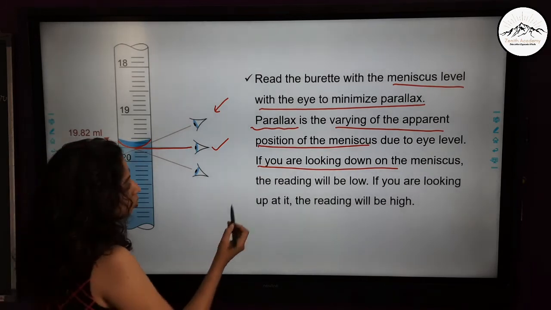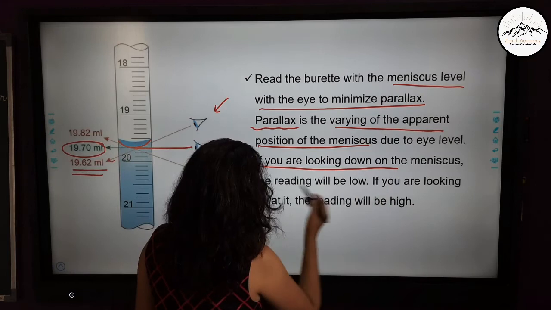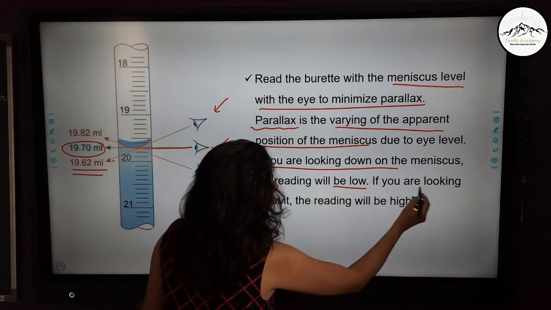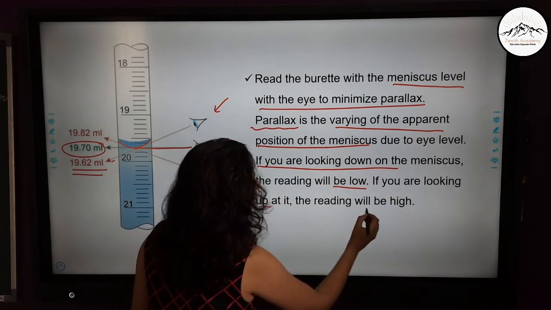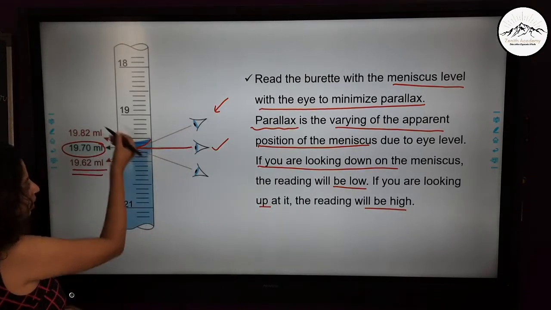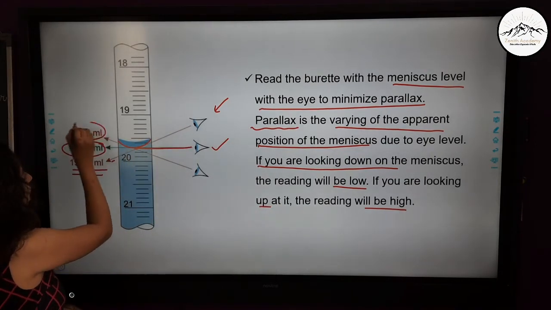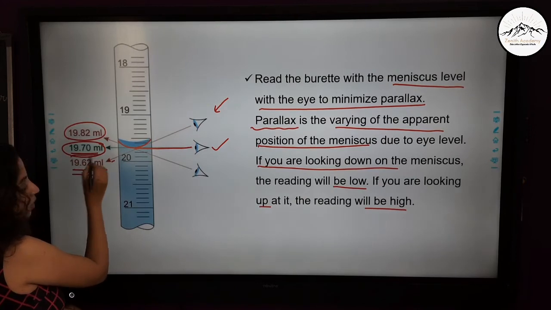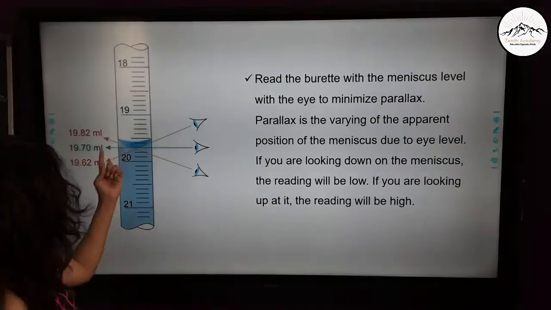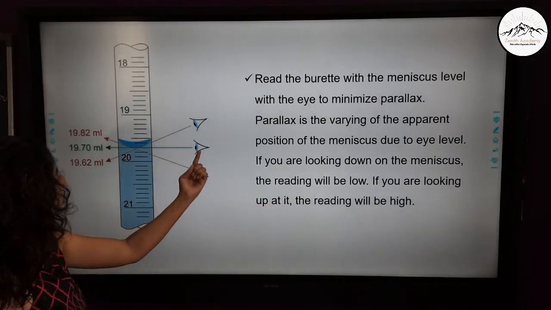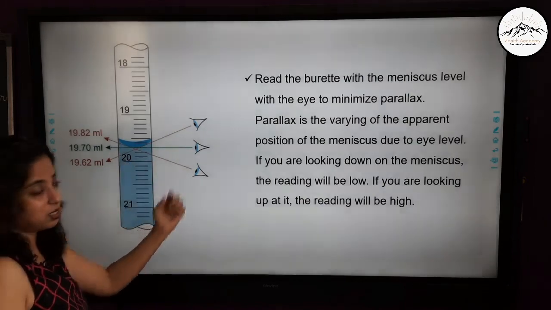So if you are looking down on the meniscus, the reading will be low, and if you are looking up at it, the reading will be high. So if you are looking up at it, the reading you can see is above the actual reading, the correct reading. So you have to maintain the eye level at the lower meniscus.